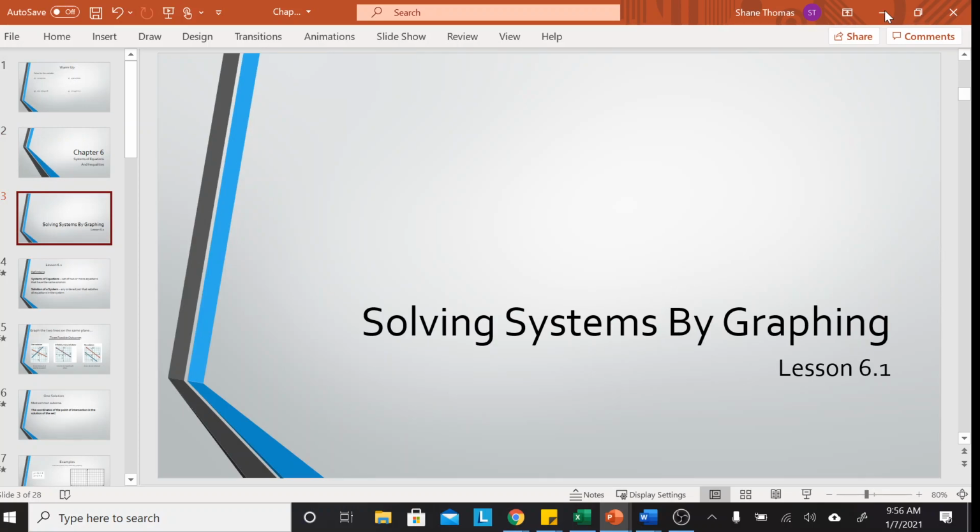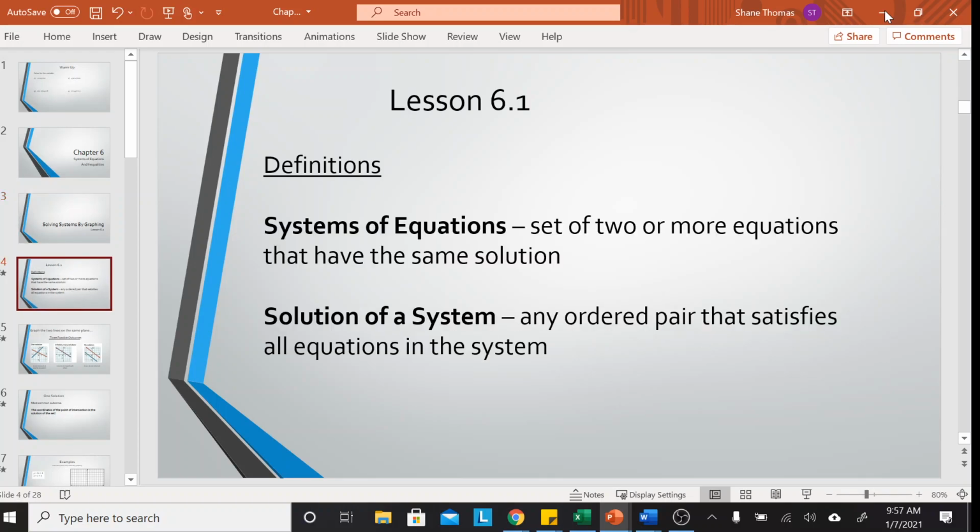If you're going to solve systems by graphing, all you have to do is graph them on the same plane. Wherever they cross is going to be your answer. That's going to be your x and y values. All right. So you won't have to write this down.